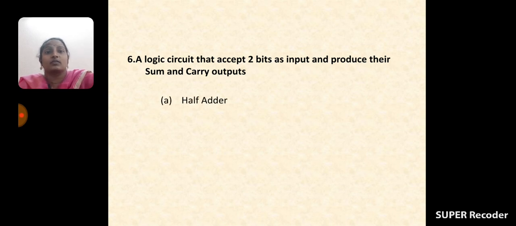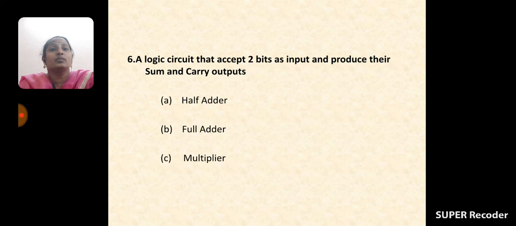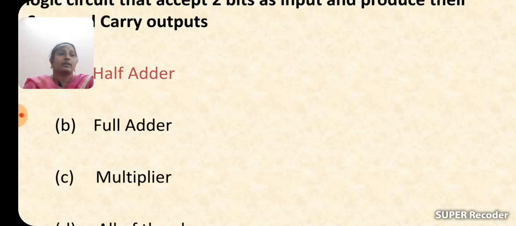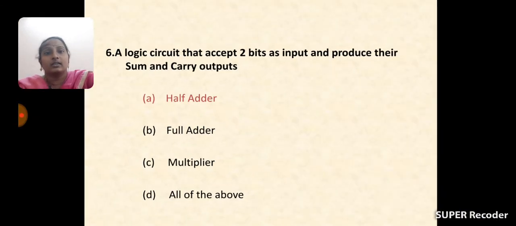Next, a logic circuit that accepts two bits as inputs and produces their sum and carry as outputs. So which circuit? Two bits are the inputs and the outputs are sum and carry. Half adder. Why? Because the half adder will add the two bits at the same time and produce the outputs sum and carry. Is it clear?